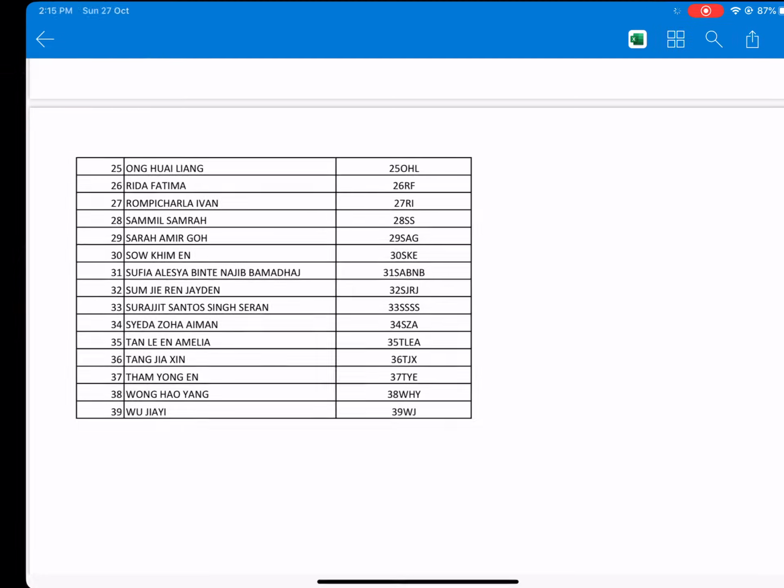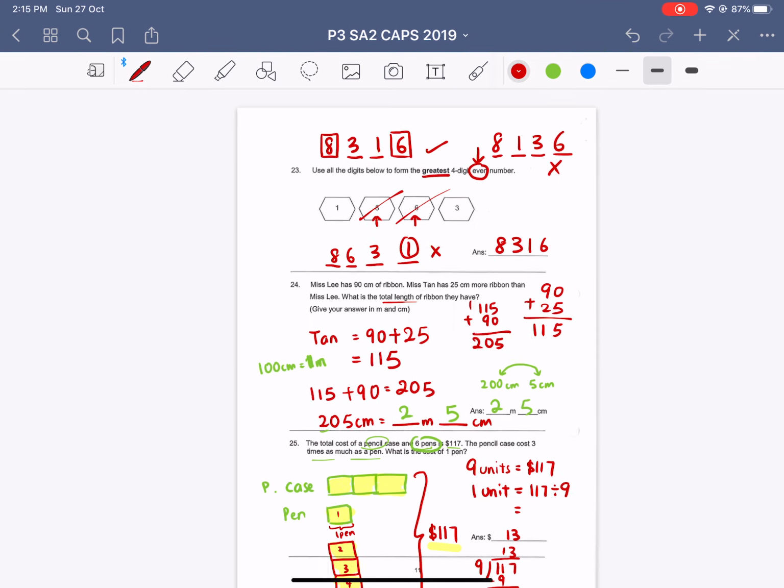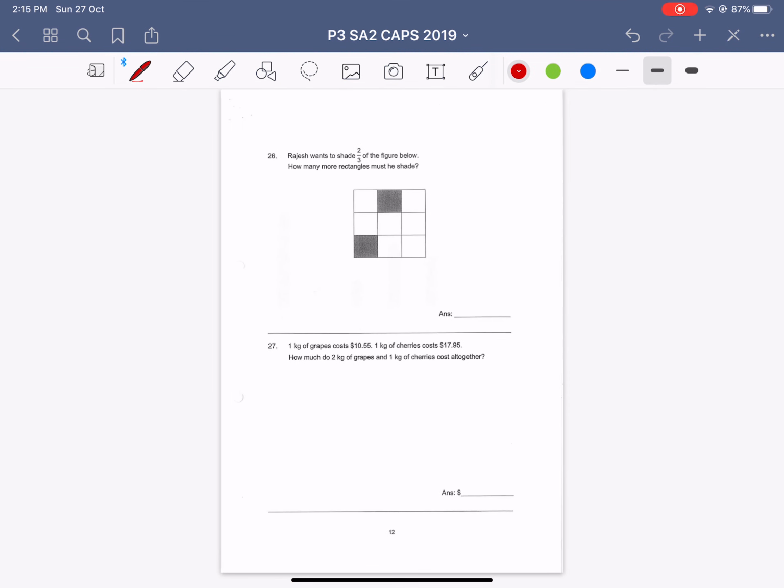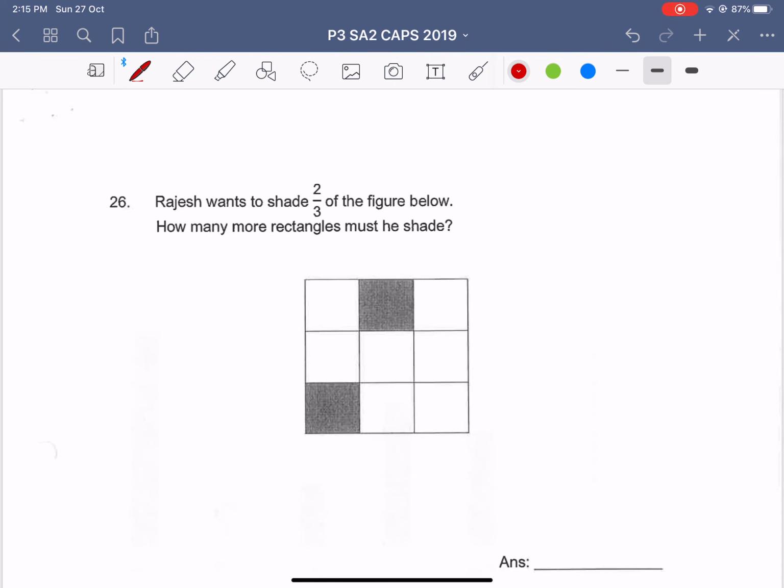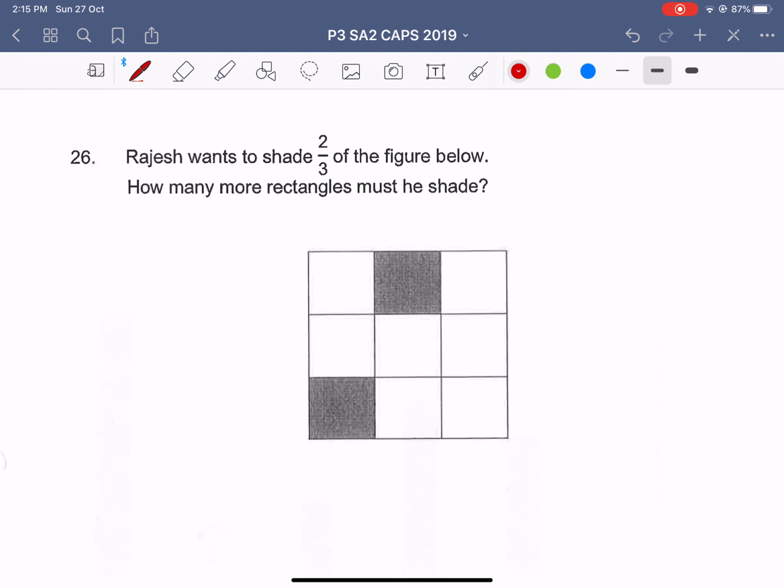Okay, so I'm going to move on to question 26 all the way to the last question. Question 25. Isn't this familiar? We have done this in our workbook. So you want to shade 2/9. Okay, but the problem is when you count the boxes, there are altogether 9 boxes. So how? There's only 3 boxes in total in the fraction, but we want 9.